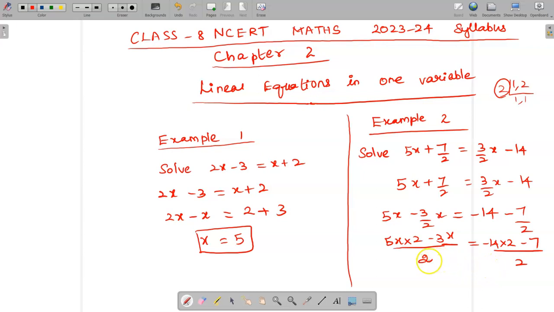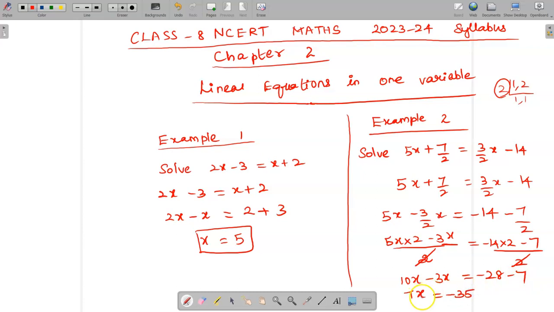Anyway, 2 is in both denominators, so you can cancel out the 2 and 2. Whenever I have common values in the denominator, you can cancel them out on both the right hand side and the left hand side. In the numerator I have 5x into 2, that is 10x, and then minus 3x, which is equal to minus 28 minus 7. So what is 10x minus 3x? It is 7x. And minus 28 minus 7 is minus 35.